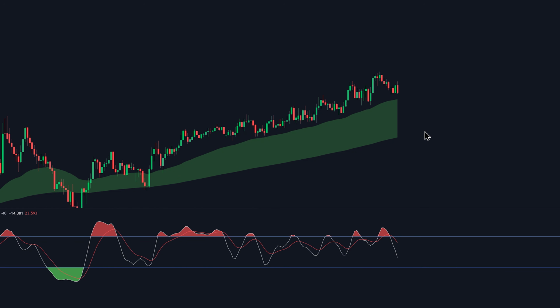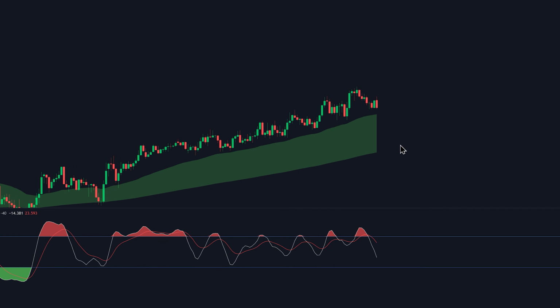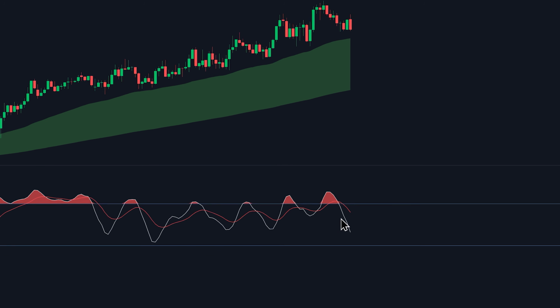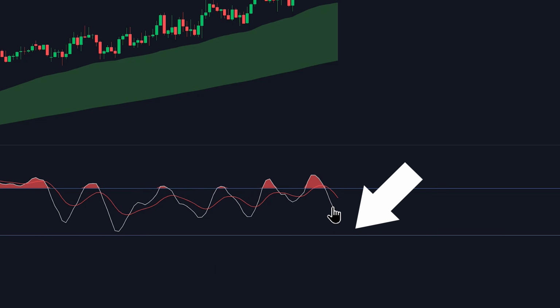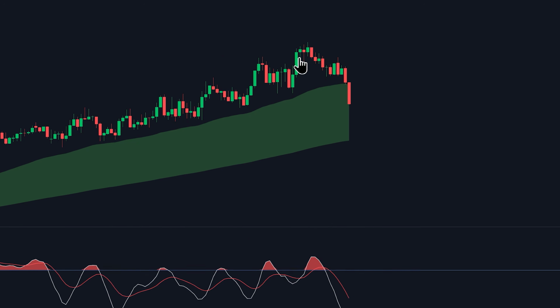Second, we want a pullback to happen within this bullish trend. To confirm that, we're going to pay attention to the Stochastic Momentum Index. We're going to wait for the stochastic oscillator to go below the lower band. This indicates that the market is in a pullback within this bullish trend.